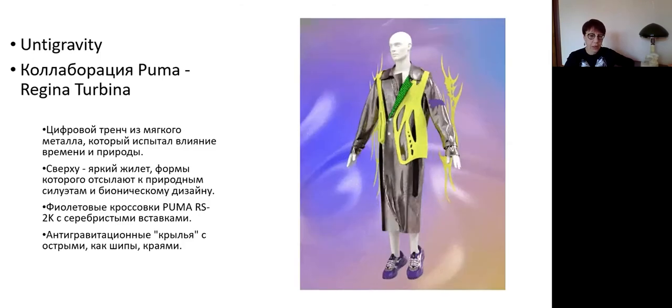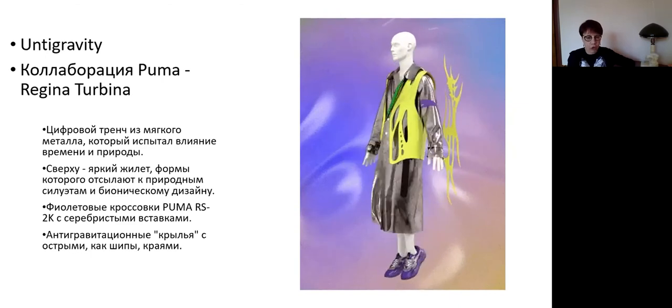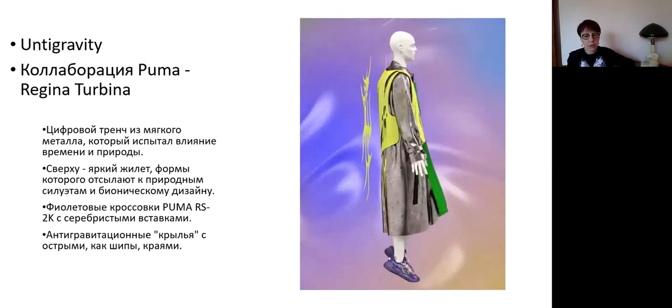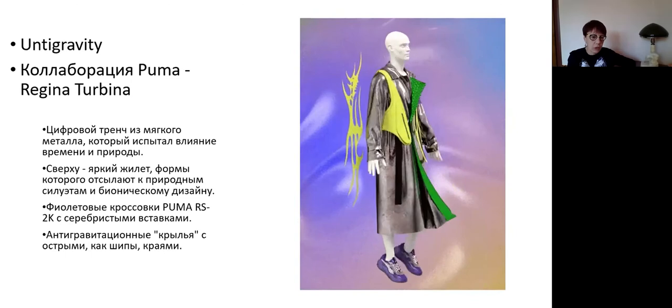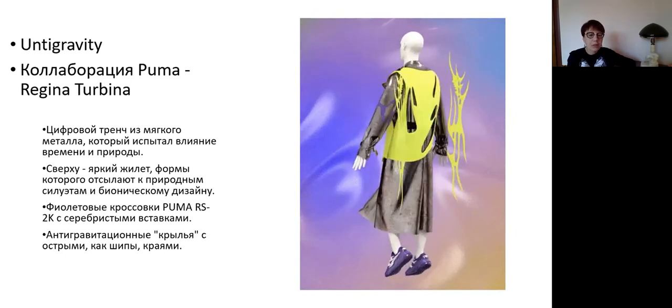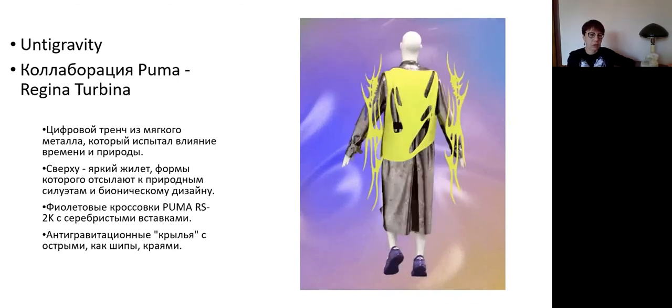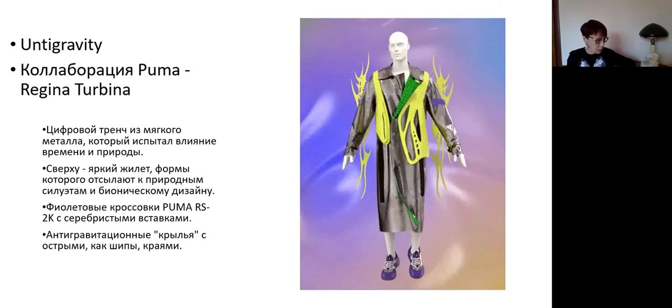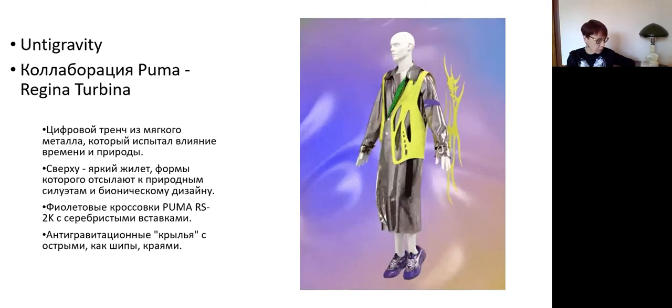When people speak about the digital fashion, they say that this is extremely sustainable environmental fashion because it allows one to cut the expenses. First of all, the expenses on the physical production. And also it enables one to store prototypes for future collections. Very often they are collaborations. This is a collaboration by Puma and Regina Turbina. And the text that you can see here on the slide is authored by the designer. It is part of the anti-gravity collection.